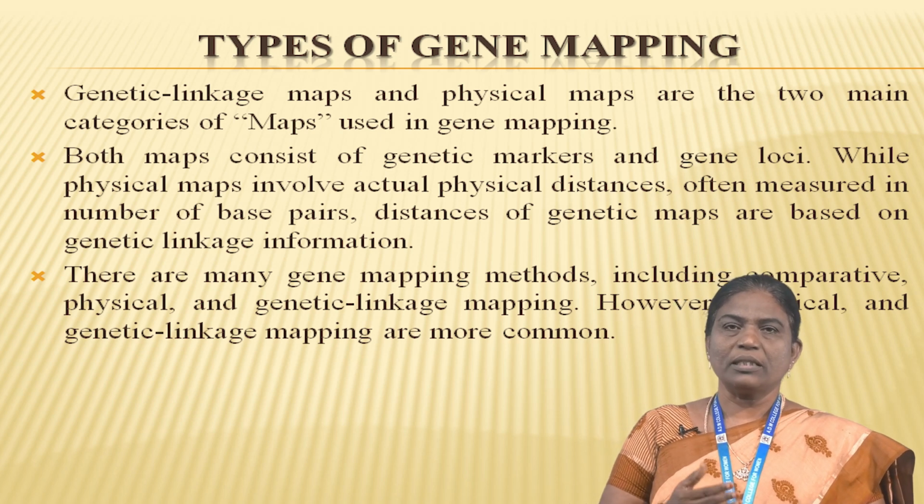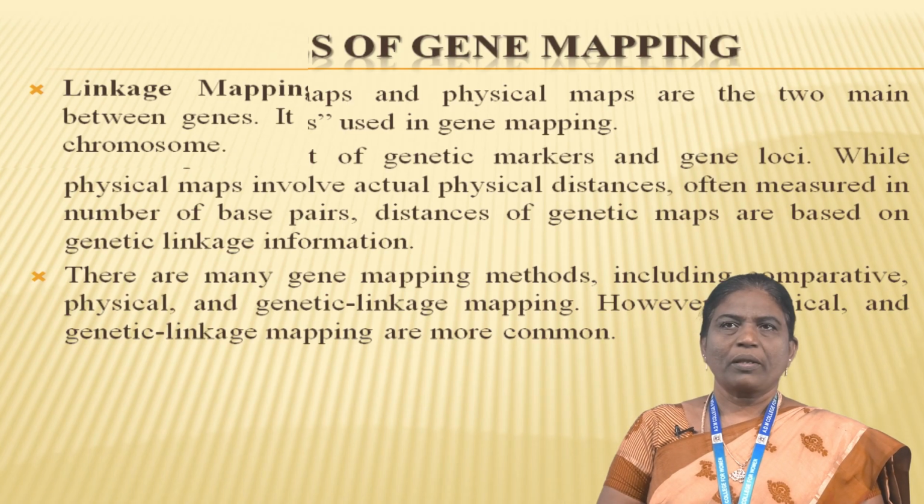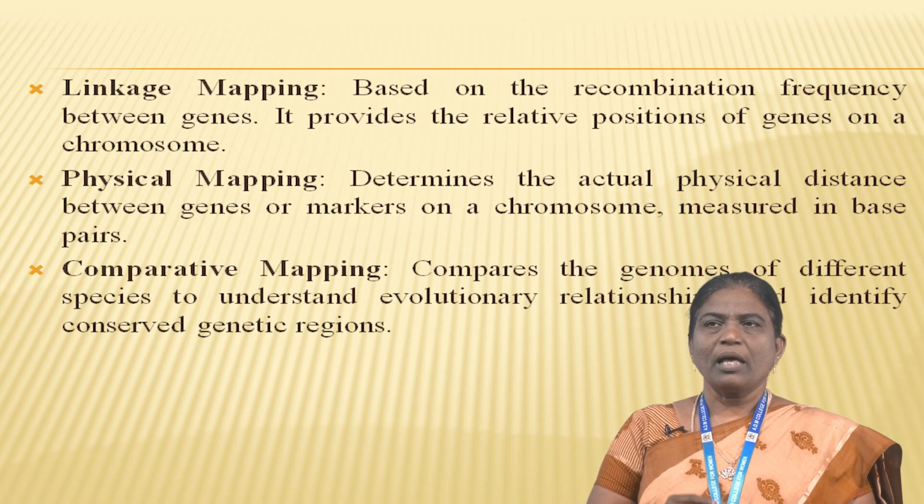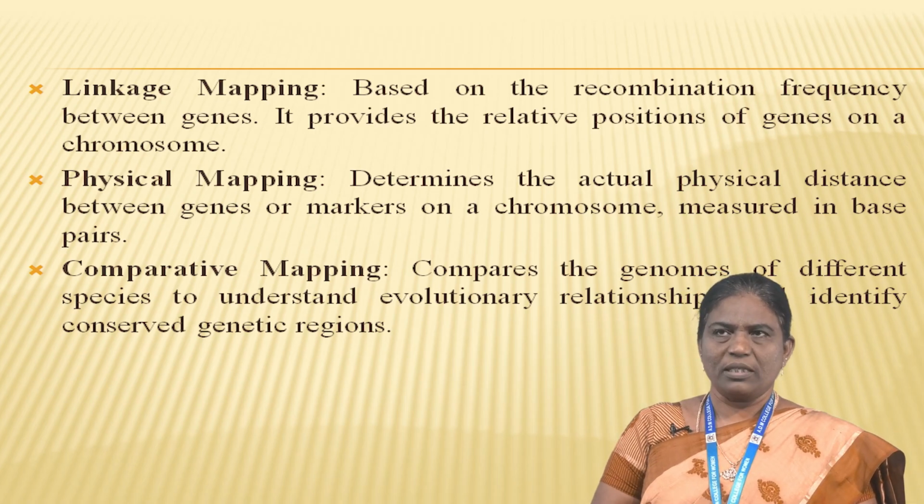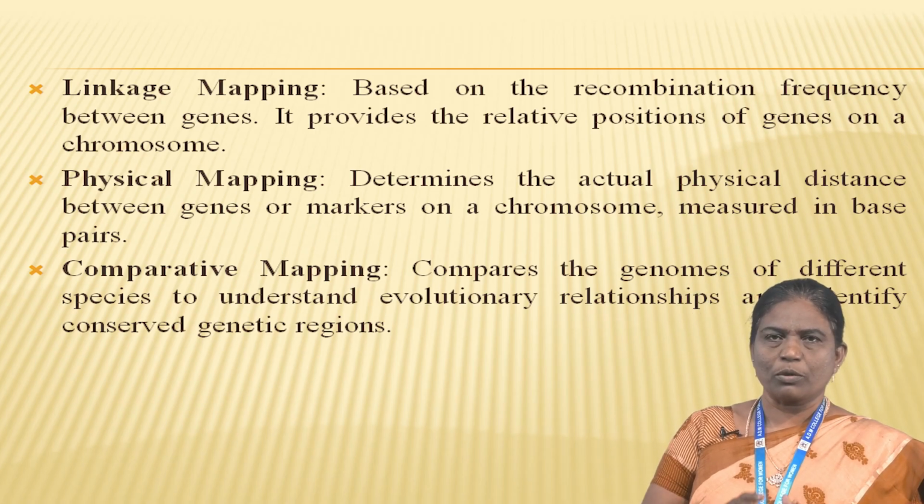There are many gene mapping methods, including comparative, physical, and genetic linkage mapping. However, the physical and genetic linkage mapping are very common. Let us see something about linkage mapping here. It is based on the recombination frequency between genes. It provides the relative positions of genes on the chromosome.